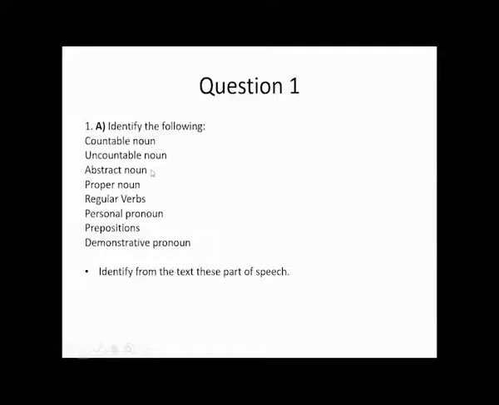So if you are not familiar with countable or uncountable nouns, this question will be difficult for you. And you also need to identify abstract nouns, proper nouns, regular verbs, personal pronouns, prepositions, or demonstrative pronouns. Okay, I can give you examples of personal pronouns. Under personal pronouns, we have subject pronouns and object pronouns. Subject pronouns are I, you, he, she, it, we and they.